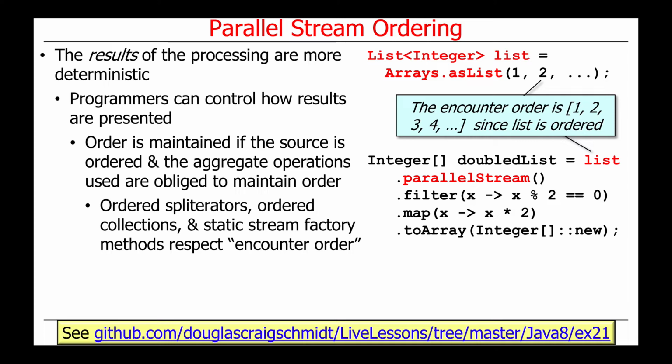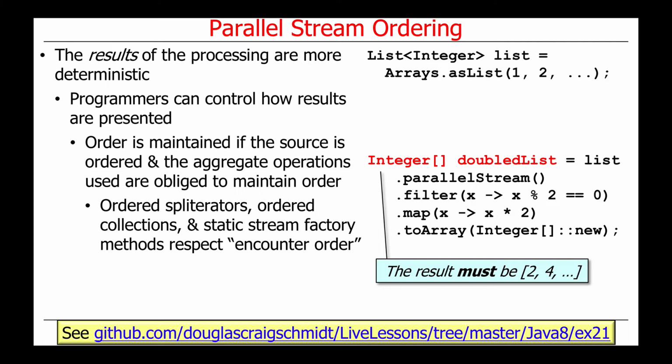Then we're going to multiply the result by 2. And then we're going to store this into an array. So you can see that the last thing is toArray, and we make a new array. And the result of that processing must be 2, 4, 6, 8, 10, etc. And that's because the output must correspond to or must comply with the encounter order.